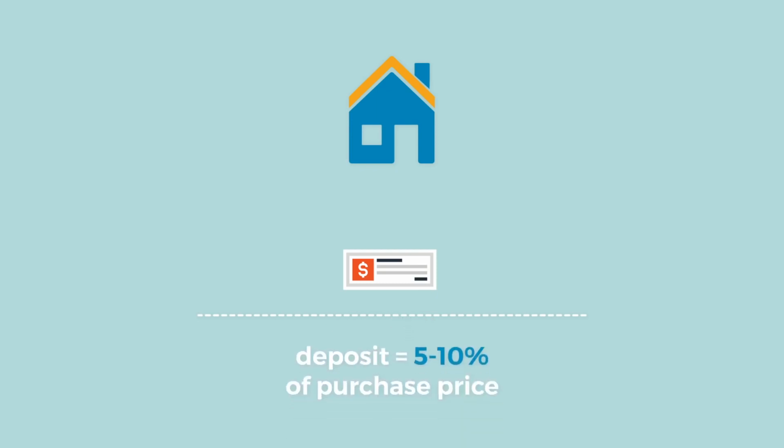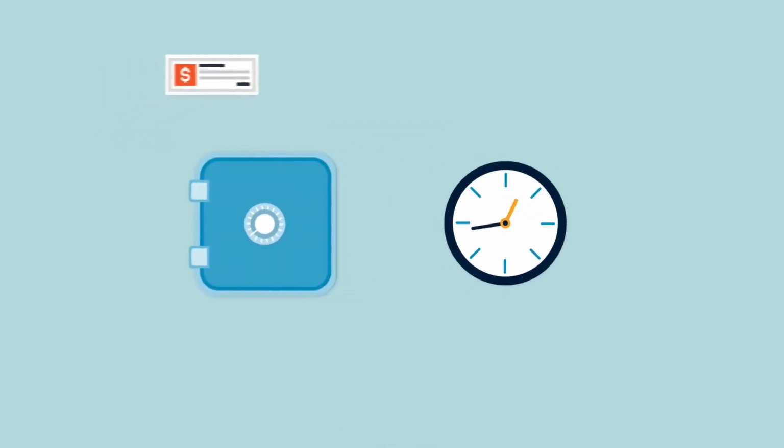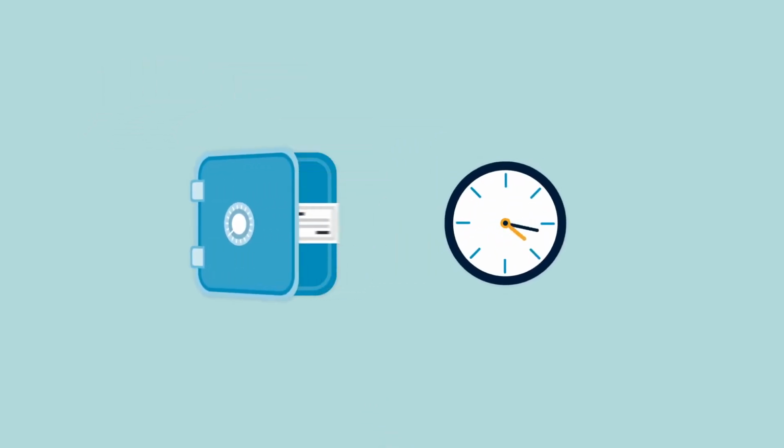Generally, the deposit for the purchase of a residential property in British Columbia is between 5 to 10% of the purchase price. The Contract of Purchase and Sale provides that the deposit is due within 24 hours of acceptance of an offer, unless otherwise agreed to by all parties.